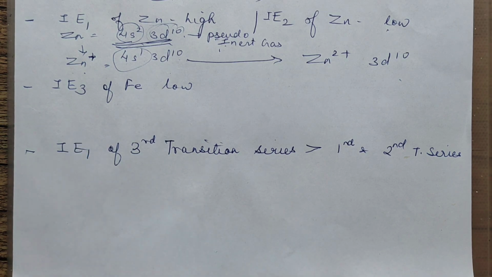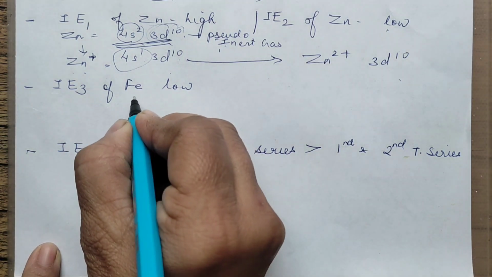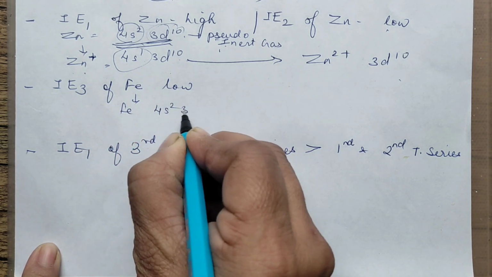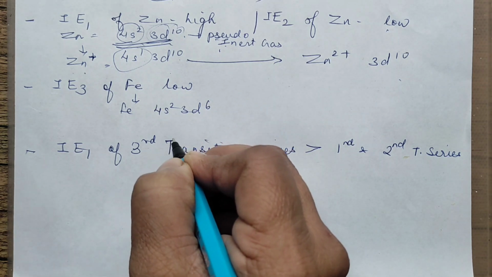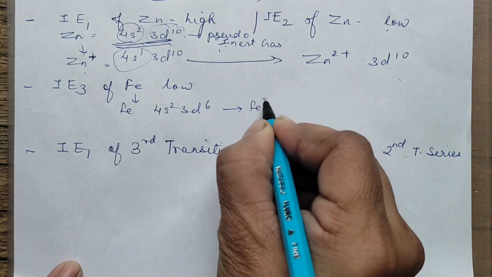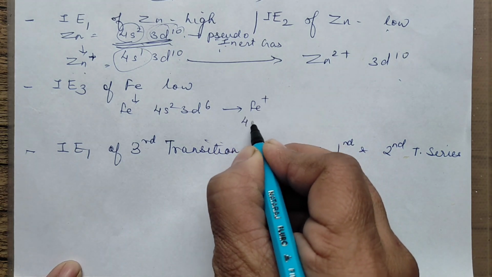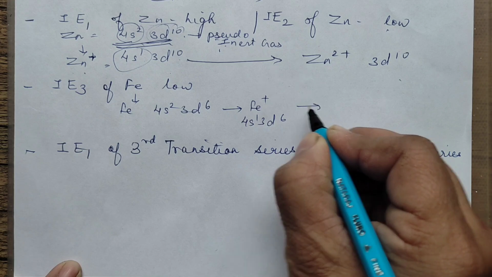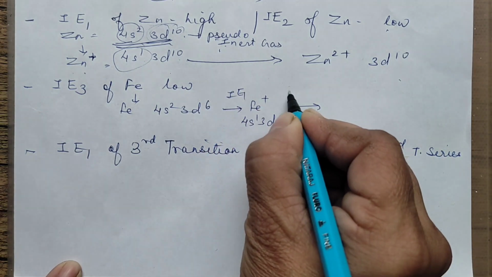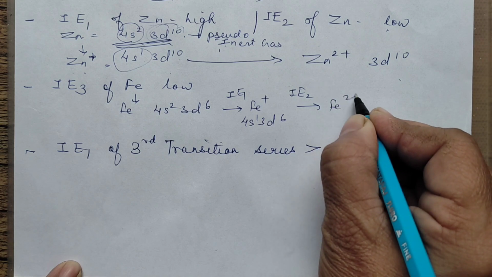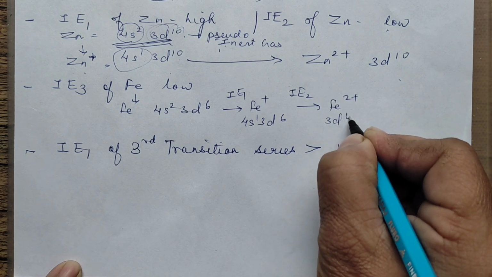The third ionization enthalpy of Fe is low. Let's write Fe. Fe is 4s2 3d6. Third ionization. So first ionization it will become Fe+. Fe+ means 4s1 3d6. Now after that, this is the first ionization enthalpy. Now in the second ionization enthalpy, it will become Fe2+, which will be 3d6.